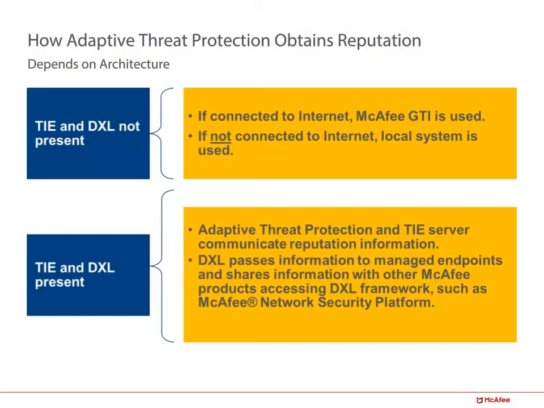How does adaptive threat protection attain the reputation? Well, it depends on the architecture. If you do not have TIE and DXL, then if it's connected to the internet, we will talk to McAfee GTI. If it's not connected to the internet, then it's going to have to use the local system. If TIE and DXL are present, then we'll use the adaptive threat protection in the TIE server to communicate the reputation information to everyone else.